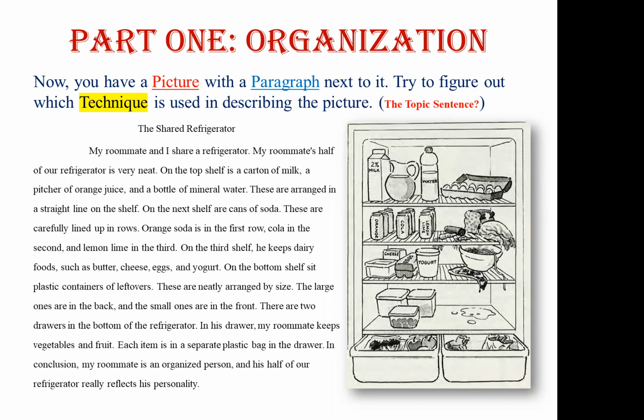Let's continue. These are arranged in a straight line on the shelf. On the next shelf are cans of soda. In the second shelf, you can see 3 lines of cans of soda. These are carefully lined up in rows. Orange soda is in the first row, cola in the second, and lemon lime in the third.